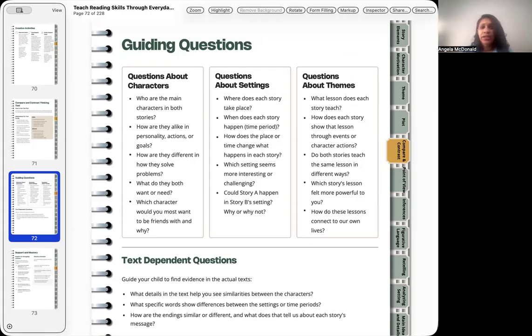Where does each story take place? When does each story happen? The time period. So we're touching on those settings. The themes. What lesson does each story teach? How does the story show up in the lesson?